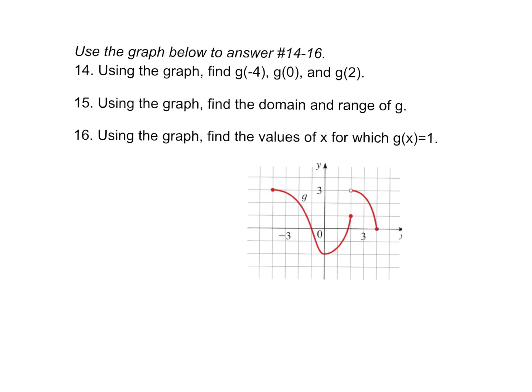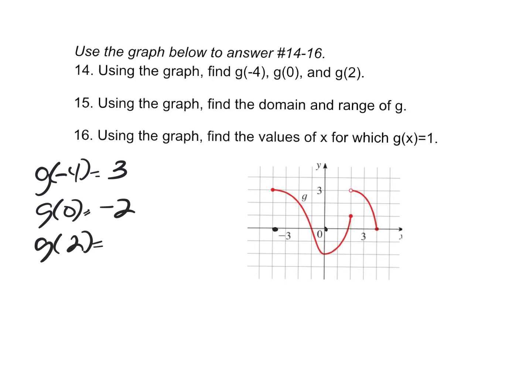Last 3. Using the graph, find g of negative 4, g of 0, and g of 2. Negative 4 is right here, so g of negative 4 is going to be whatever the y-coordinate is there, which it looks like it's at 3. If I find g of 0, 0 is right here. The graph is down at negative 2. And if I do g of 2, looks like it's going to be at 1, because that's where the filled-in circle is.